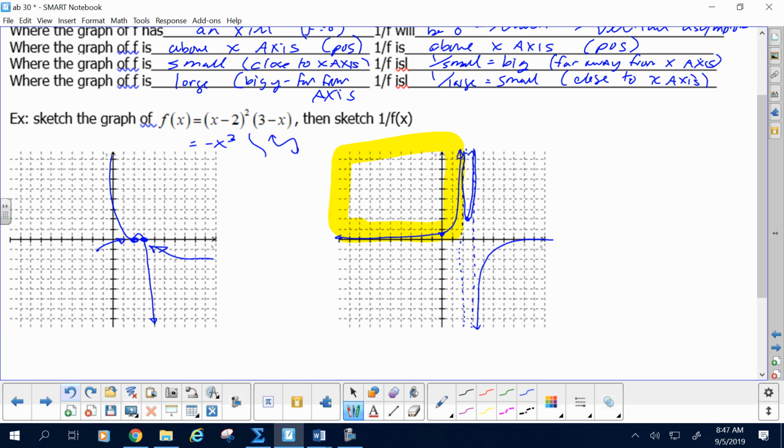Darn it. I'm not very coordinated. That's why I'm a math teacher. All right. So, there you go. There's the graph. You with me?